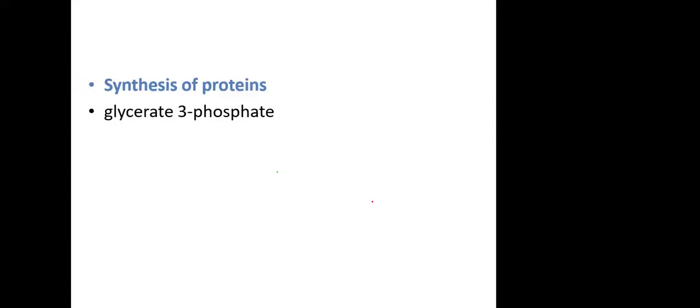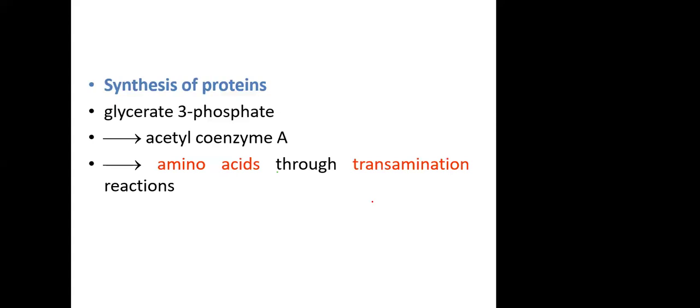Then synthesis of proteins. So we see glycerol 3-phosphate playing a very important role, which results in formation of coenzyme A. And the coenzyme A can be very important in the Krebs cycle. And from the Krebs cycle, we can form other important amino acids. Then the non-essential ones are formed through transamination processes.